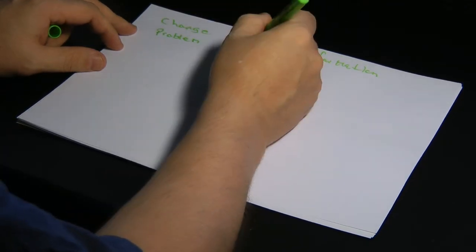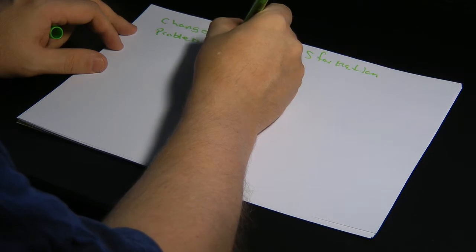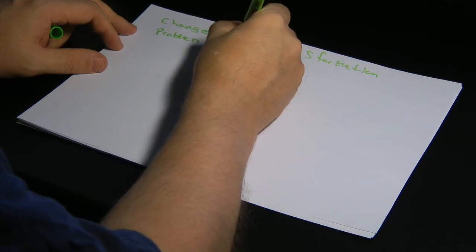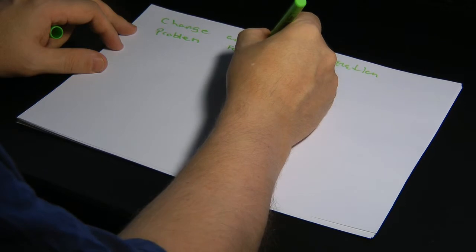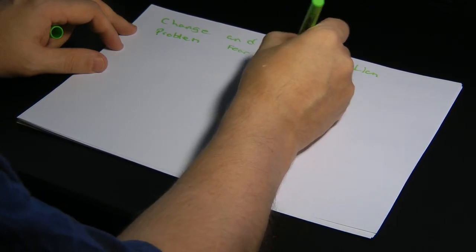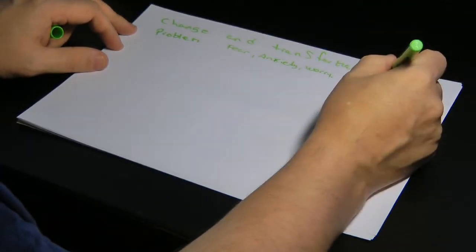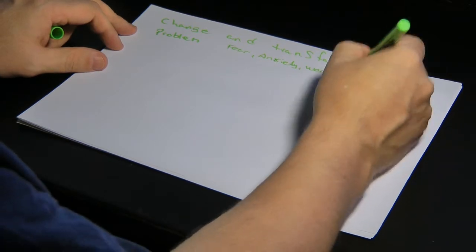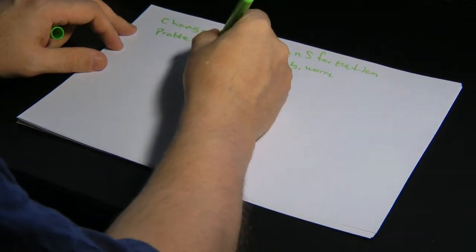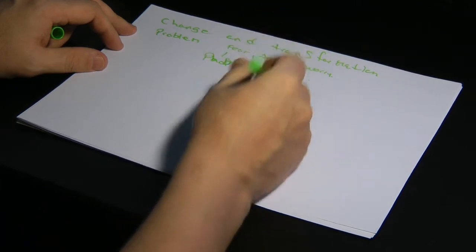A problem can consist of different kinds. It could be, let's say, fear, or some kind of anxiety, or you can worry. And this is often displayed in different ways. If you have a phobia, for example, you have fear.